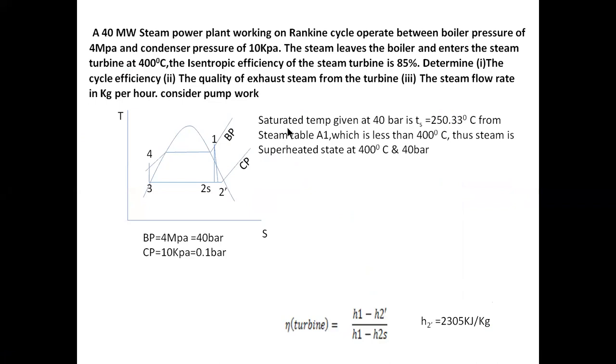Okay. See, the saturated temperature at 40 bar is given as 250. That means the temperature here, he says, is 400 degrees Celsius entering the turbine. That means it is more than 250 degrees Celsius, so it is understood that it is in superheated state. Whenever the data given is like 40 bar and 400 degrees Celsius, it is understood to be superheated state.